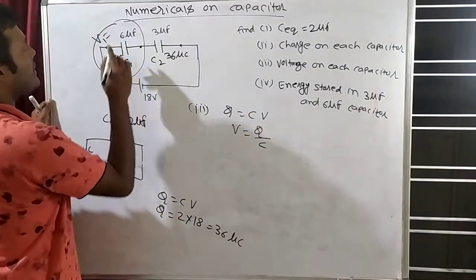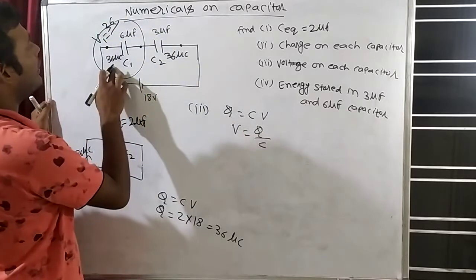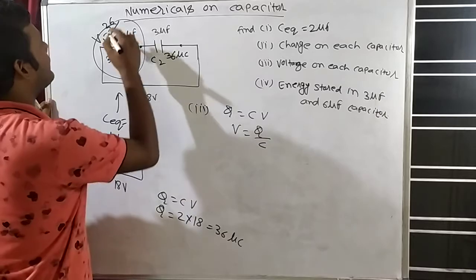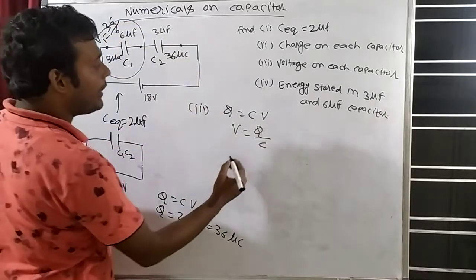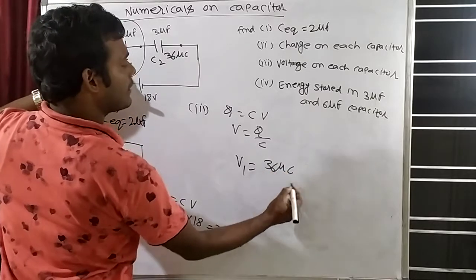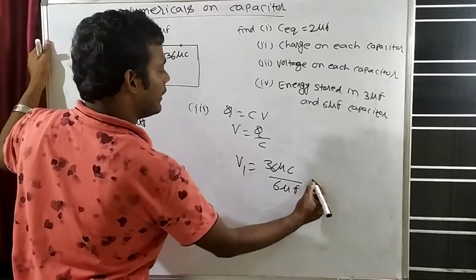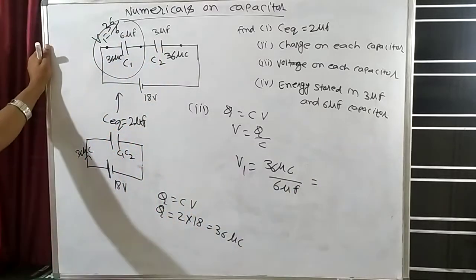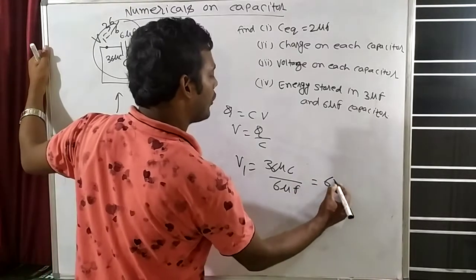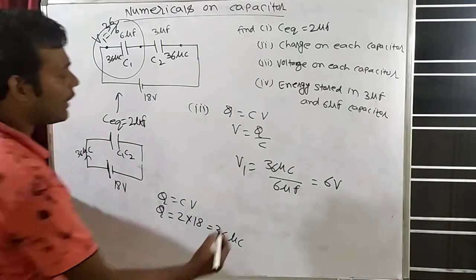So how much is the charge here? 36. And how much is the capacitance here? 6. So what will be V1? V1 will be 36 microcoulomb, the charge, divided by the capacitance, 6 microfarad. Clear? So this will be how much? 6 volt. Clear? Can we calculate V2?